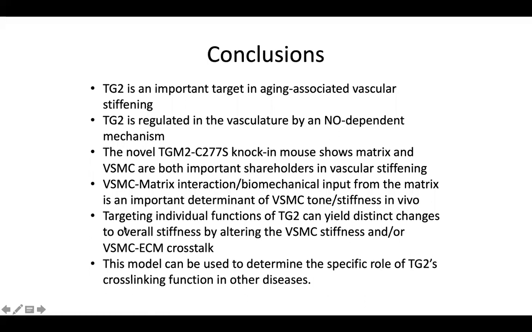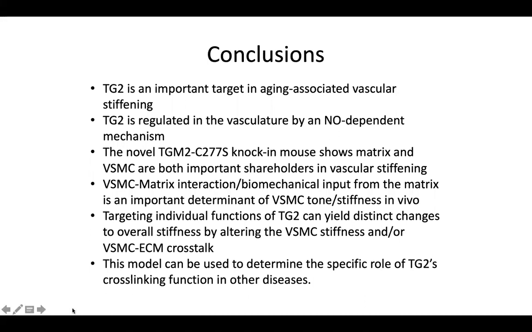The studies comparing the mutant knock-in mouse with the fully knockout mouse and the wild-type counterparts show that both the matrix and the vascular smooth muscle cells are critical stakeholders in the overall vascular stiffness that we observe in vivo. Comparing the TG2 knockout mice to the knock-in mutant mouse, we see that the mechanical interaction and the biomechanical input from the matrix is likely a key determinant of overall VSMC contributions in vivo.